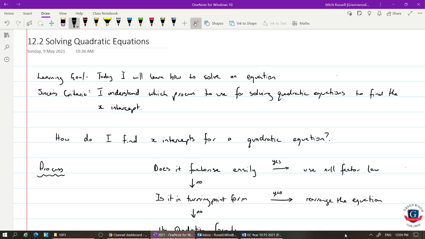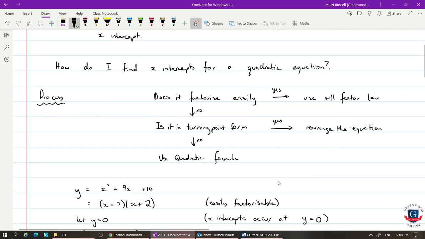Well, if we're just given an equation itself, we have to decide which process we're going to use. If it factorizes easily, factorize it and use null factor law. If it doesn't factorize easily, is it in turning point form? If it is, rearrange the equation. If it's not, we're going to use the quadratic formula.